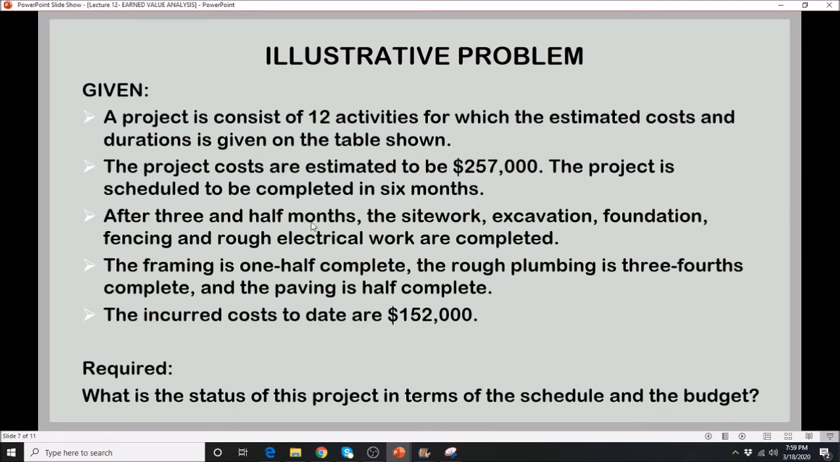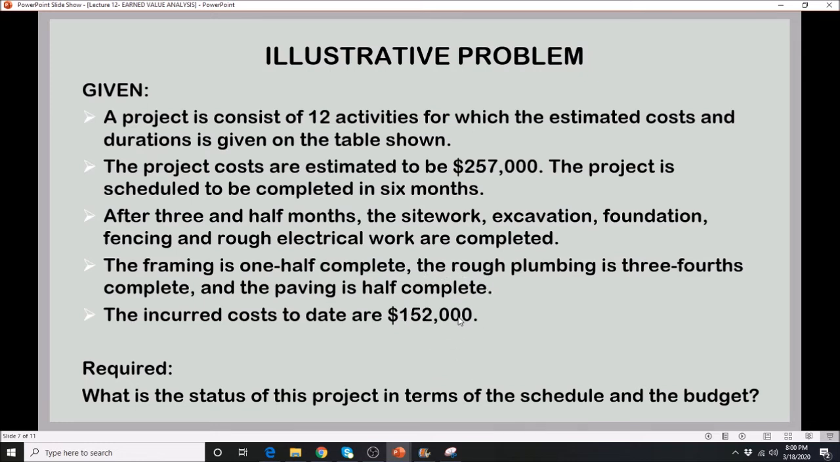And then after 3.5 months, that is the condition that 3.5 months have passed from the beginning, this is what has been completed. That's the actual. We have completed the site work, the excavation, the foundation, the fencing, and the rough electrical. The framing is half completed. The rough plumbing is 3/4 completed. The paving is half completed. And the incurred cost to date is 152,000.